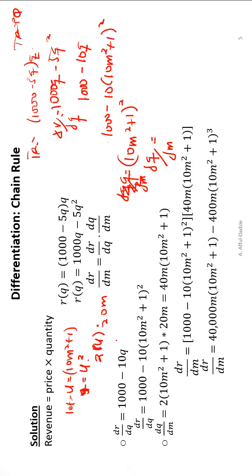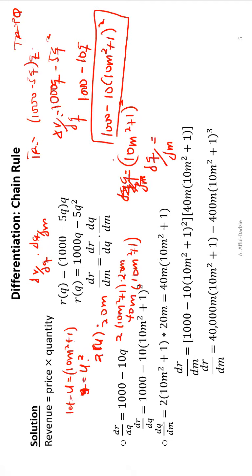Okay, and this one goes away. So when you back substitute, you're going to have 2 times (10m squared plus 1) times 20m. Okay, and we're just trying to tidy this up. So 2 times 20 will now be 40m times (10m squared plus 1). Now we have our dR/dQ, and we also have our dQ/dM. So we just multiply the two, and then we have our function.